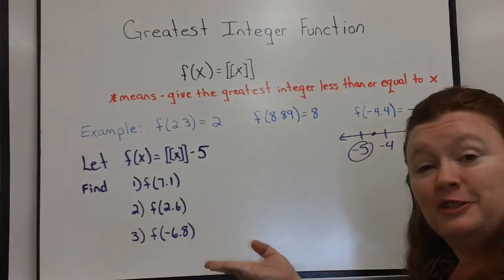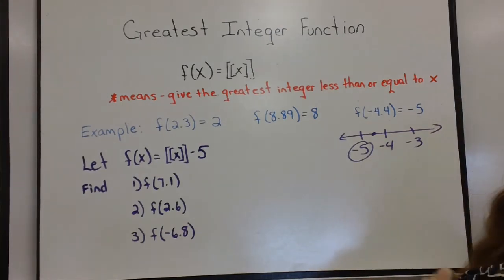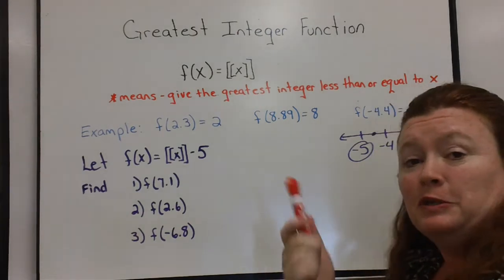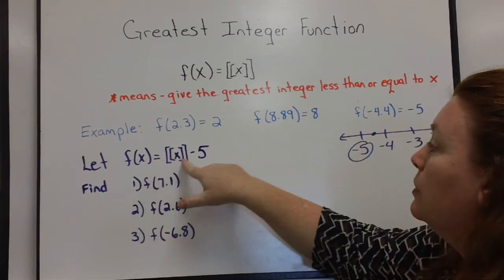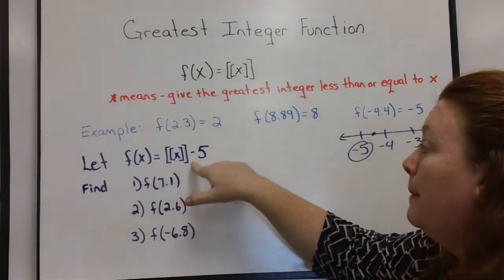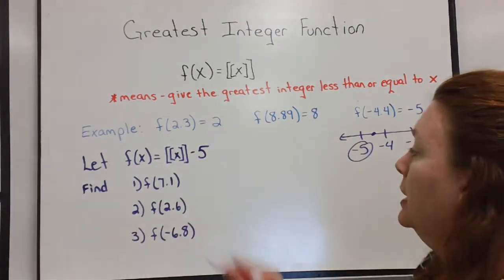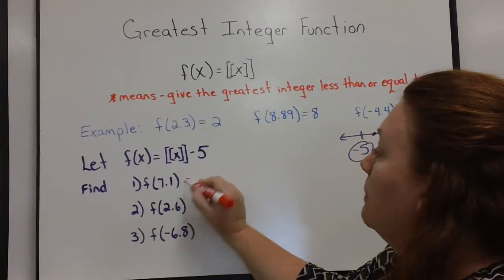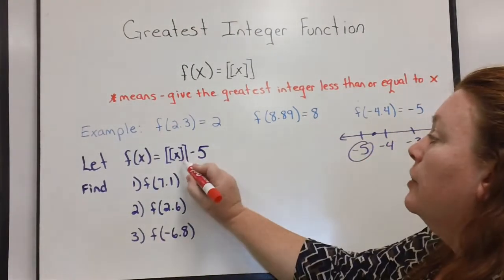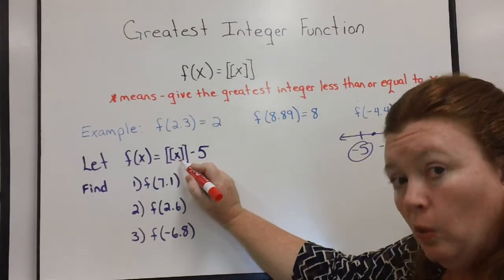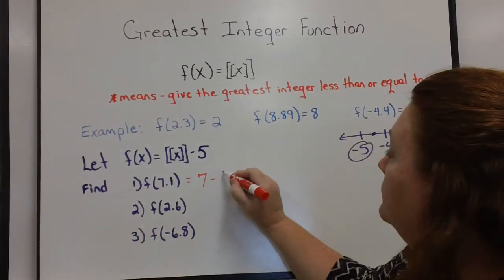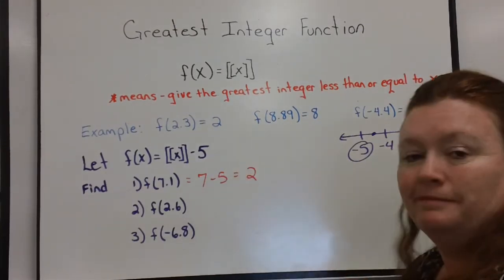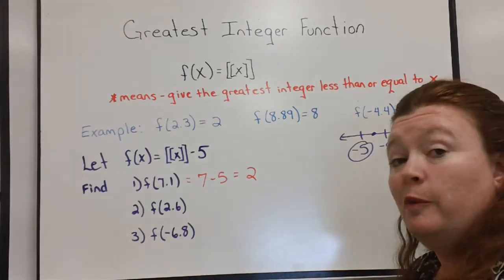So, let's answer some questions. I don't see my green close by and I don't feel like getting up, so I'll use red. Okay. f of x equals the greatest integer function of x minus 5. All right? First of all, what happens when I plug in a 7.1? The greatest integer function of 7.1 is 7. But it wants me to subtract 5. And I get 2.